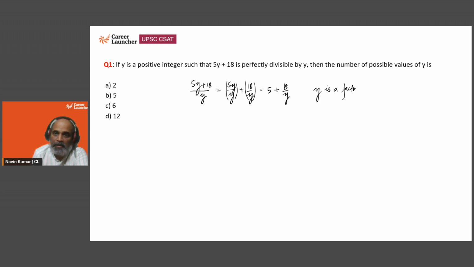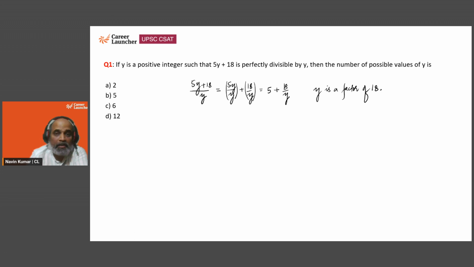Because if I put y as, let's say, 1, then 18 by 1 is all good. If I put y is equal to 2, 18 by 2 is all good. If I take y is equal to 3, 18 by 3 is also fine. It's going to be divisible. But if I take y as 4, 4 is not a factor of 18. So 4 will not divide 18 and we will not get an integer. Since it's supposed to be perfectly divisible, it should be an integral value. So y is supposed to be a factor of 18.